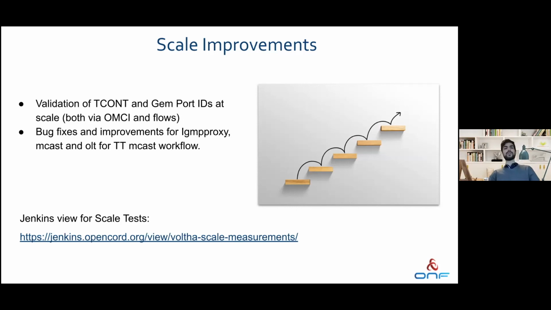So in 2.7, we introduced validation of the tcont and gemport IDs at scale to make sure that we were not reusing any of the tcont and gemport IDs during our programming, because otherwise that would mean that there will be conflicting flows and conflicting data paths. We also provided bug fixes and improvements for IGMP proxy, multicast, and OLT for the Turk Telecom workflow. Again, if you want, you can see the scale tests at this link.